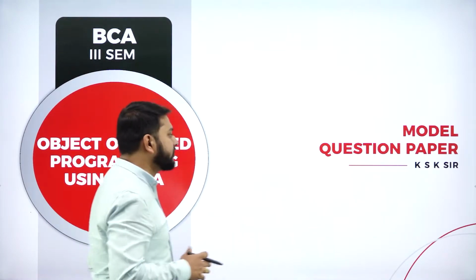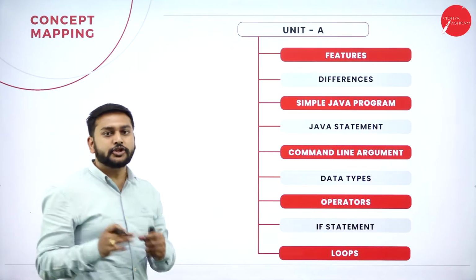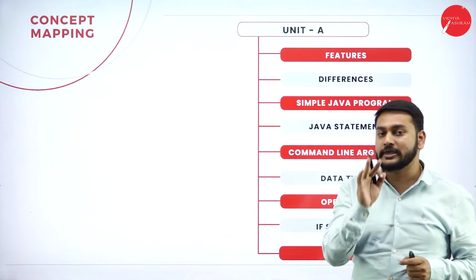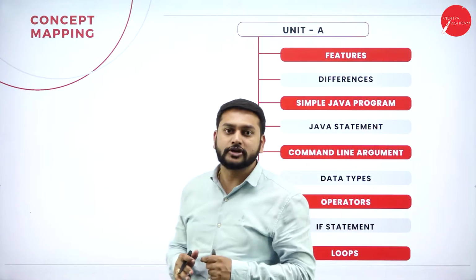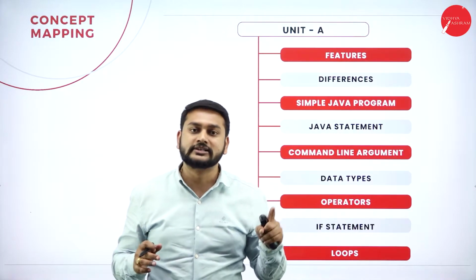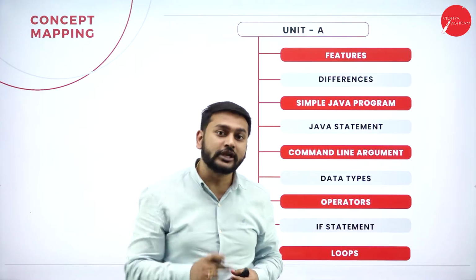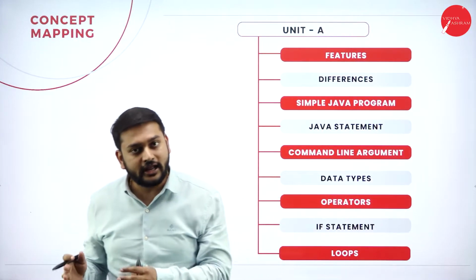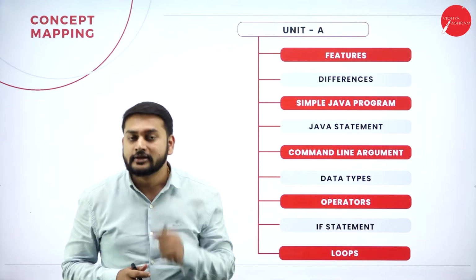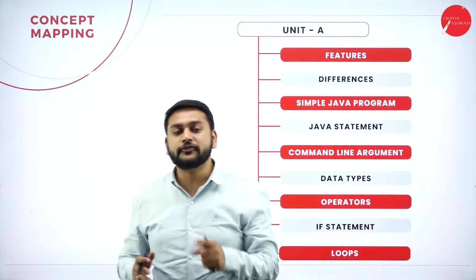So guys, what is the first thing that I have? The concept mapping of Unit A. When it comes to Unit A, what should I not skip with respect to the Part B questions? Part B questions, usually you will be getting for 7 marks and 8 marks. Each question will be for 7 or 8, so that is what you need to keep in your mind whenever you're reading. What are the important topics that I should not skip in Java, especially in Unit A? That is what I'm trying to brief you quickly.